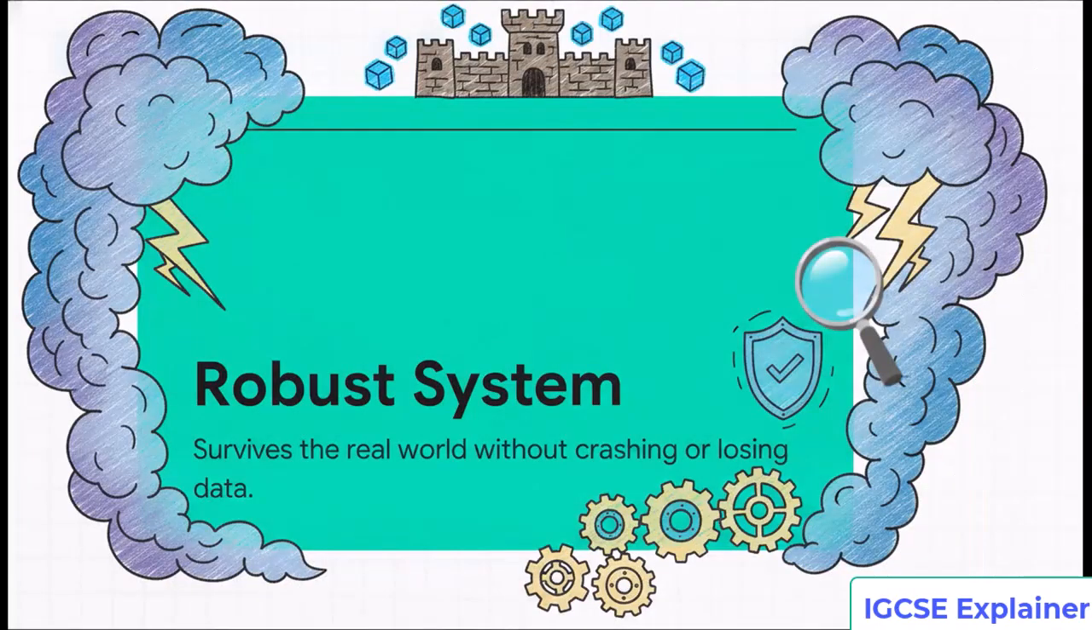So everything we're talking about today basically revolves around one ultimate standard of success: building a robust system. And by robust, we mean a setup that actually survives the sheer chaos of the real world without crashing and without losing your precious data. Because let's be honest, on the flip side is that universal nightmare we all dread: fragile software that just gives up right when you need it most.